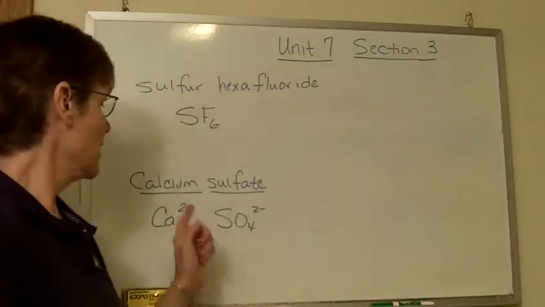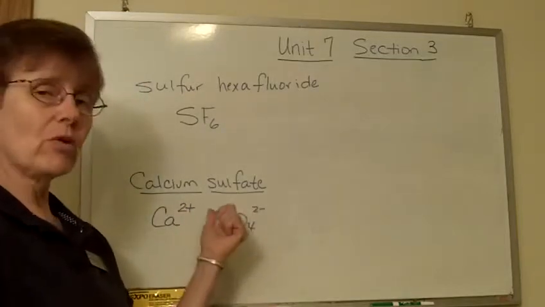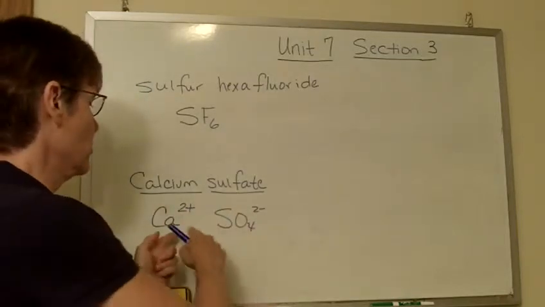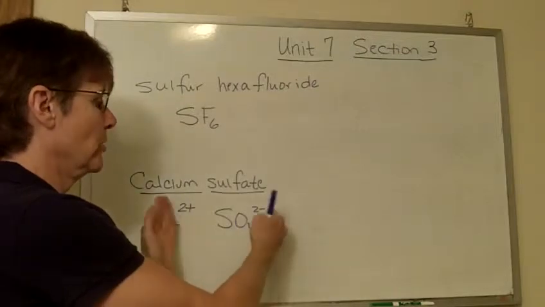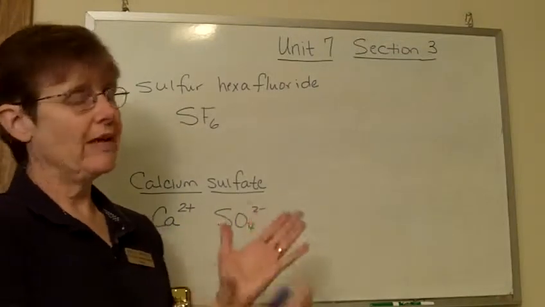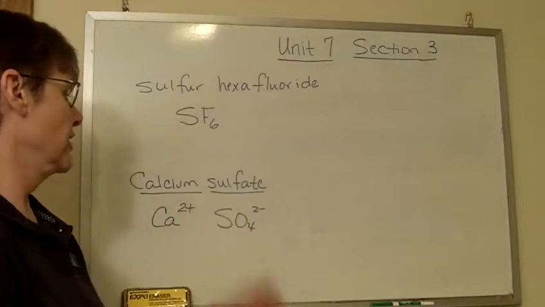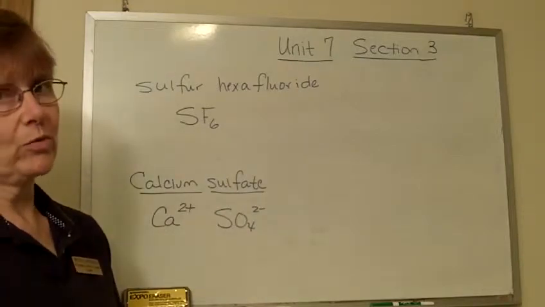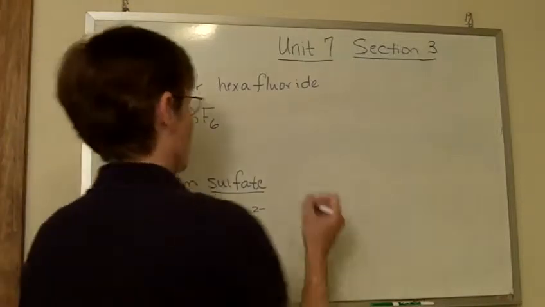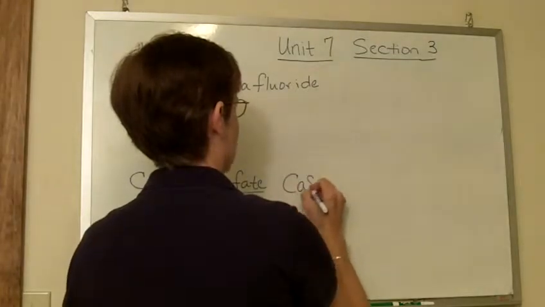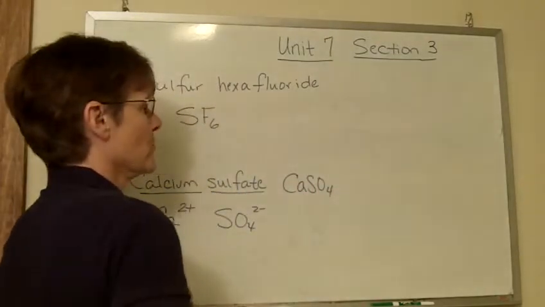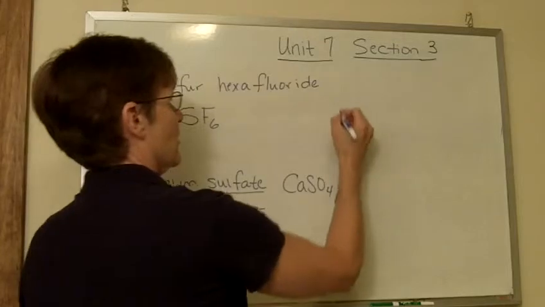So it turns out that because they have the same charge, you remember that crisscrossing thing we used to do? So this would be a 2 and that would be a 2, and we want the lowest whole number ratio. They have the same charge, and so we can represent them with a 1-to-1 ratio. So this becomes calcium sulfate, CaSO4. All right, so let's look at each of these individually.